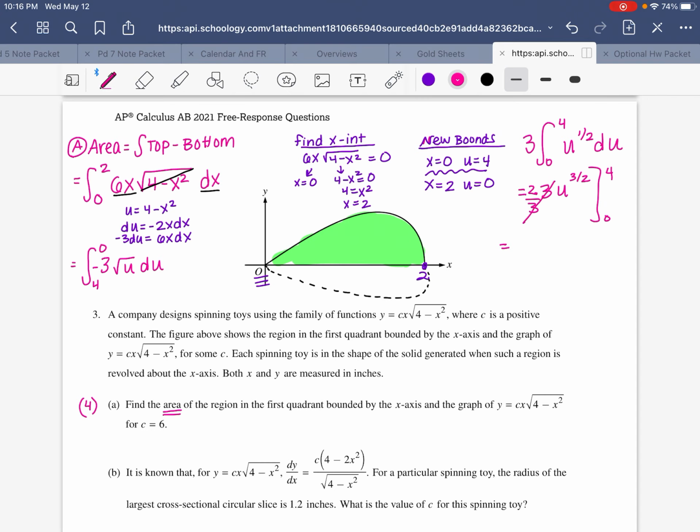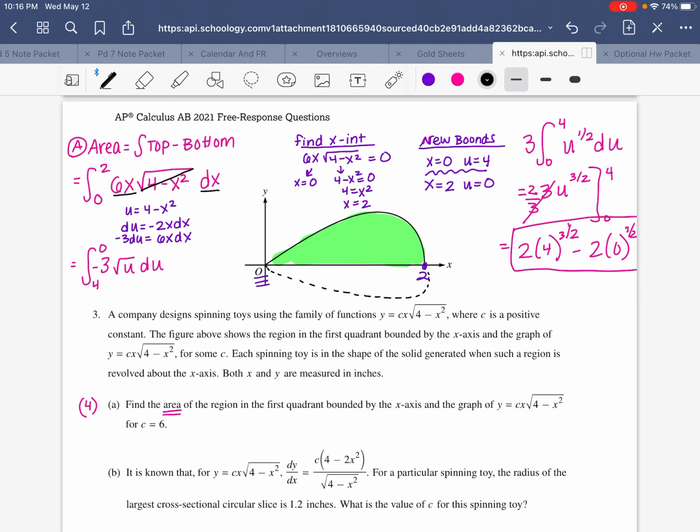I can cross the 3's out. I'm going to plug my top bound in. So 2 times 4 to the 3/2 minus 2 times 0 to the 3/2. And I'm not going to dare simplify my answer at all. That's what it's going to be. Okay, if you did simplify it, the number that it turns into is 16. But I think that that would have been worth 4 points.